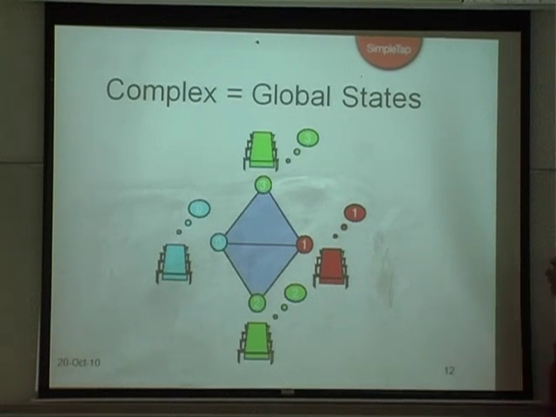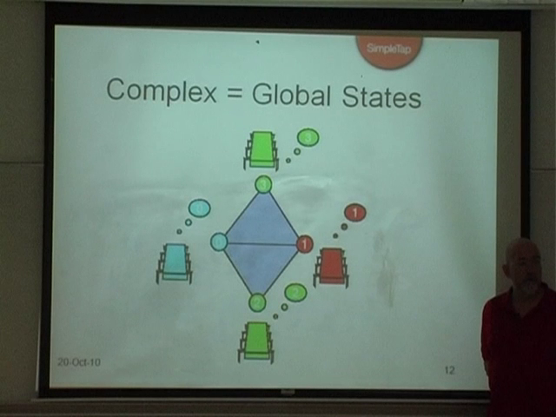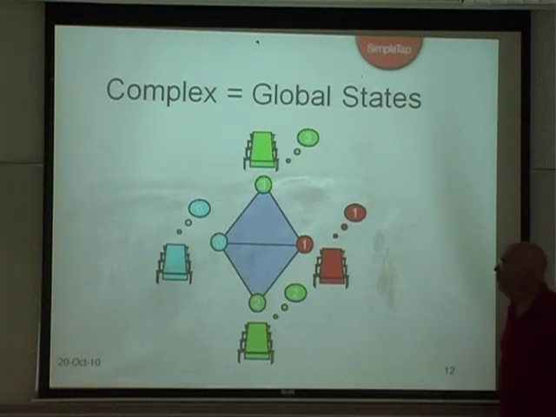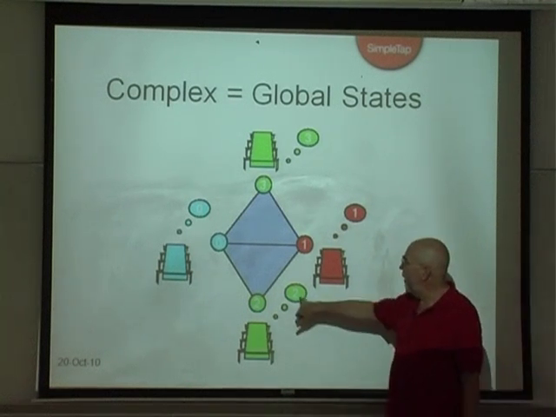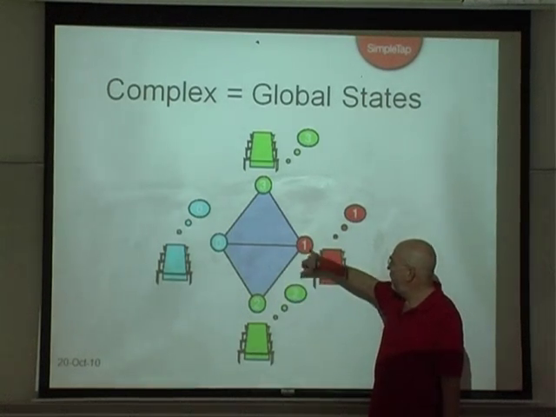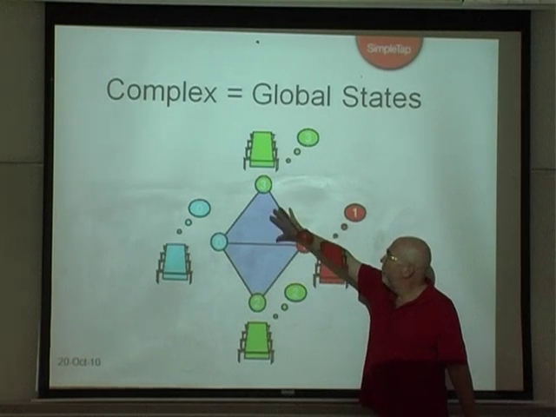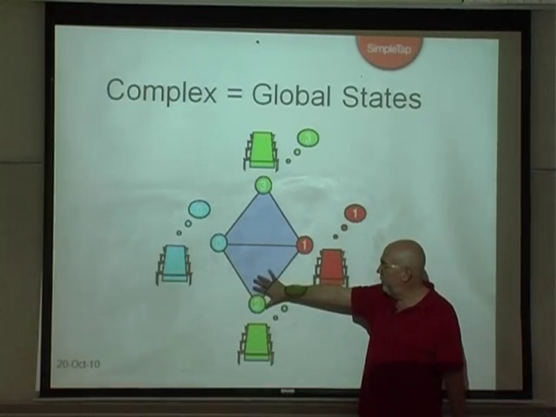Now, one thing that this representation gives you is a way of graphically telling when two global states are similar to each other. So here we have two global states that differ only in the state of the green process. In both states, the red process has 1, and in both states, the blue process has 0. But in this state, the green process has 3, and this one has 2.